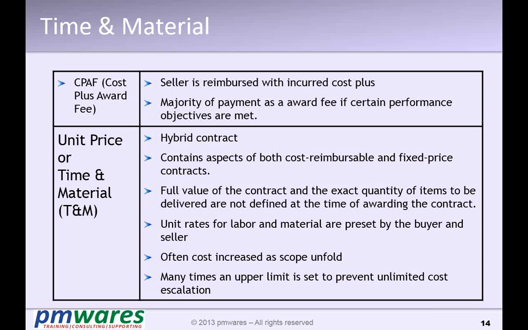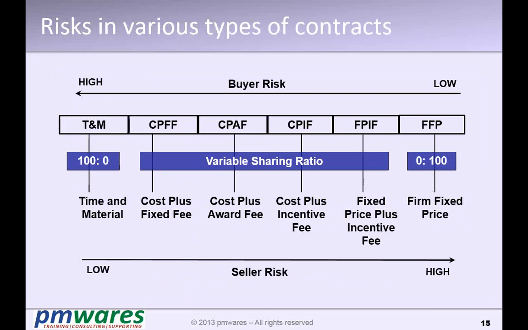So there is no upper limit. Sometimes in time and material, the upper limit is fixed. We say time and material with cap. Okay, so we will go with the time and material method. You will spend and we will reimburse it, but we will not go beyond this cap. If you look at the risk, the buyer risk is highest in T&M and the lowest in FFP, firm fixed price. Opposite with the seller. The seller's risk is highest in FFP and the lowest in time and material.